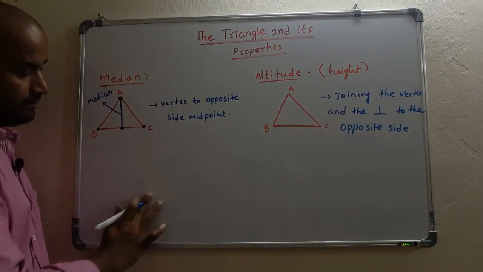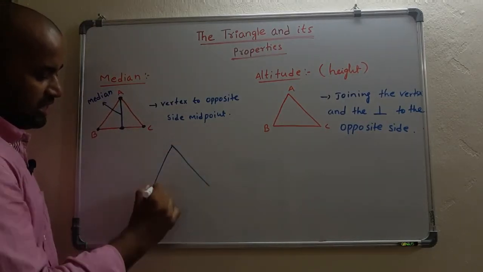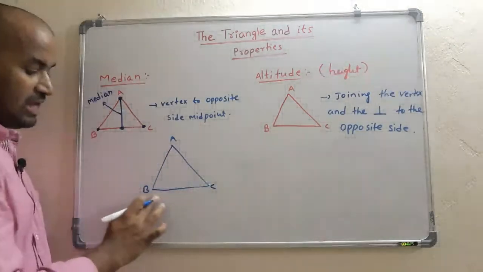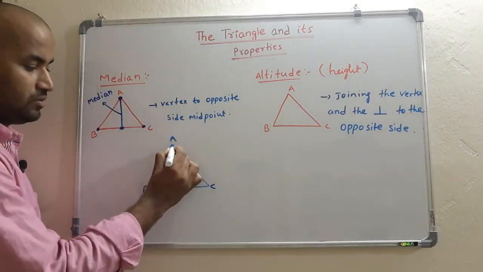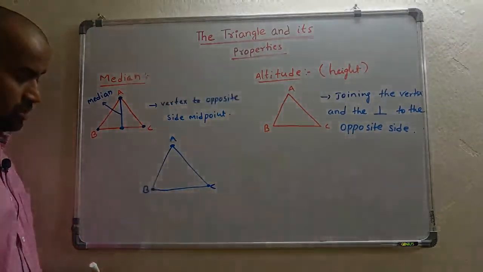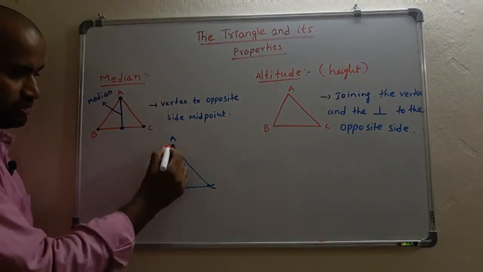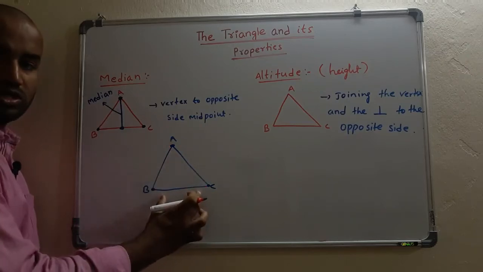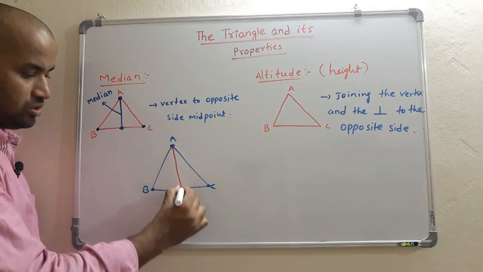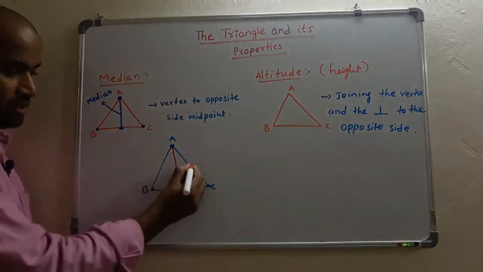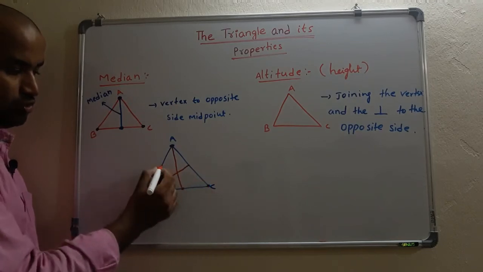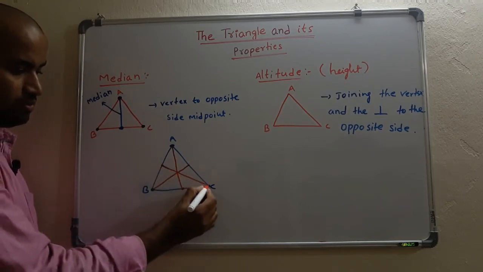See here, this is the triangle. So how many medians does a triangle have? Three medians. From this vertex to the opposite side's midpoint. For example, this is 4 centimeters. You have to mark at 2 centimeters, and you have to join these two. This is called the median. From this vertex to the opposite side's midpoint, the median.